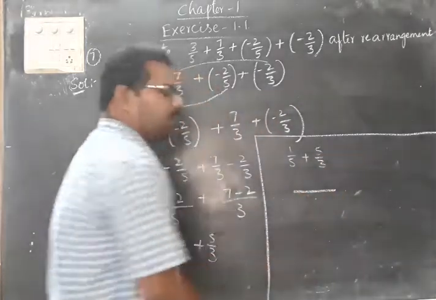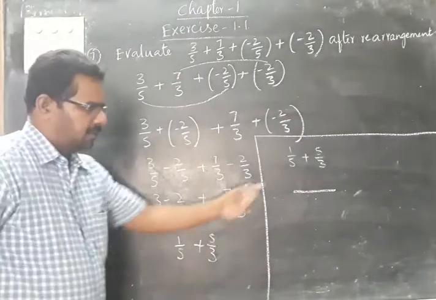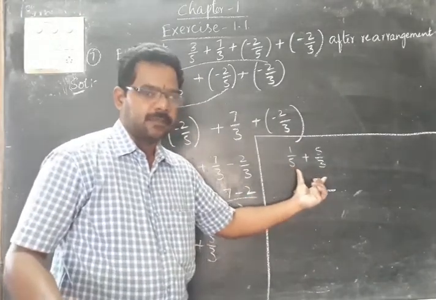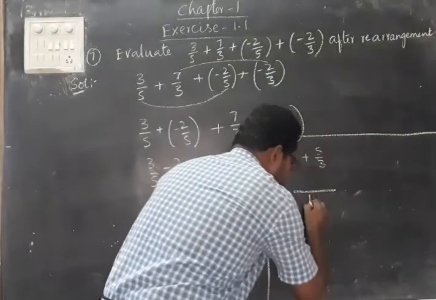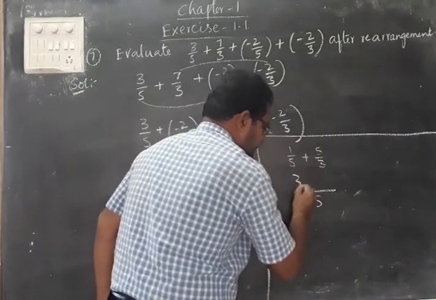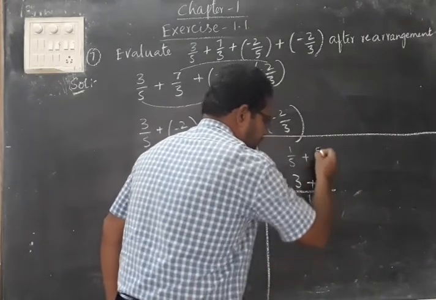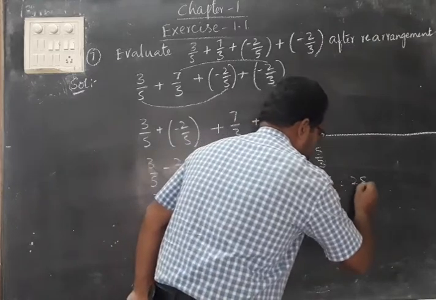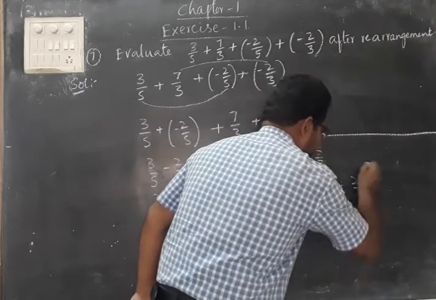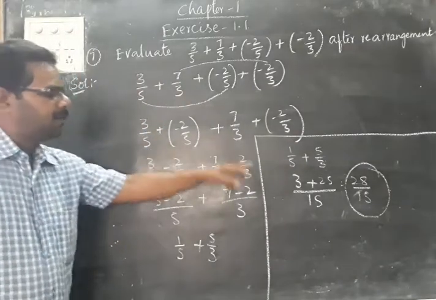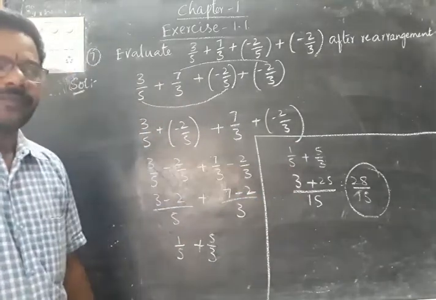For these two fractions, different denominators are there. They have no common factors. We can say 5 threes are 15, 3 ones are 3. 3 fives are 15, 5 fives are 25. This is equal to 28 by 15. After rearrangement, if you simplify, we can get the answer 28 by 15.